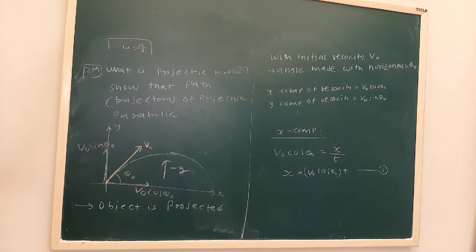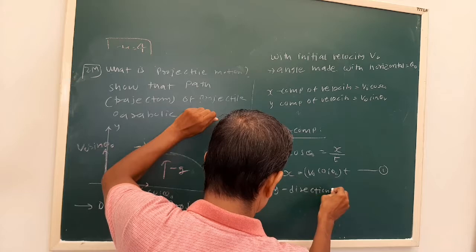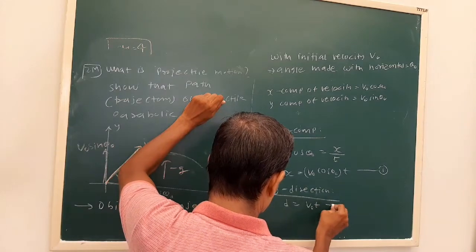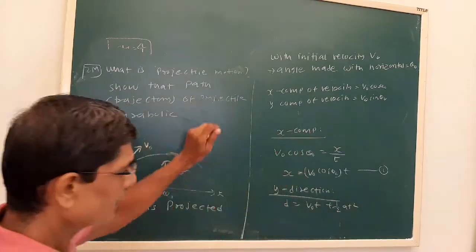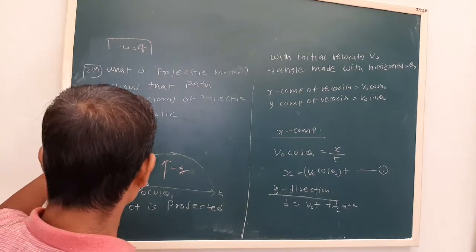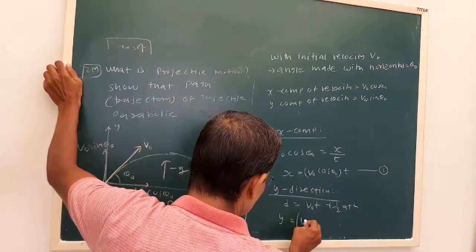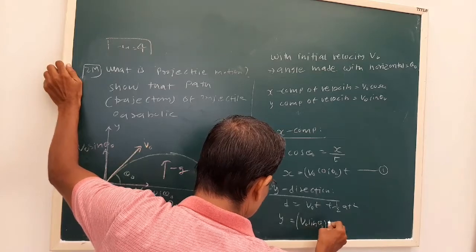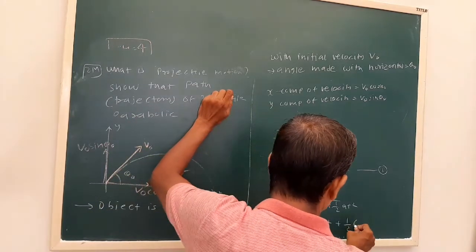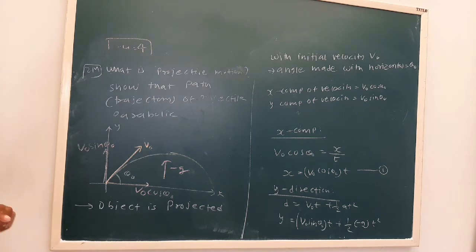Now see the motion in the y direction. What is our kinematic equation? d is equal to v0 t plus half a t square. Right now I write it in terms of components. It is the y component of displacement. What is the y component of the velocity? v0 sine theta 0, time is t, plus 1 by 2, and the acceleration is minus g. So this is the y component.